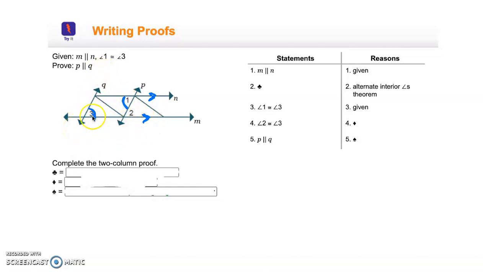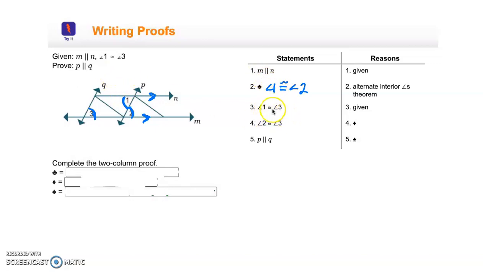So based on the things we know, what's the next step? If we know M and N are parallel, which angle is the alternate interior angle? Well, 2 is our alternate interior angle, right? Because M and N are parallel, then 1 and 2, because they are alternate interior angles, are congruent. So angle 1 is congruent to angle 2. Then we're given that angle 1 is congruent to angle 3.